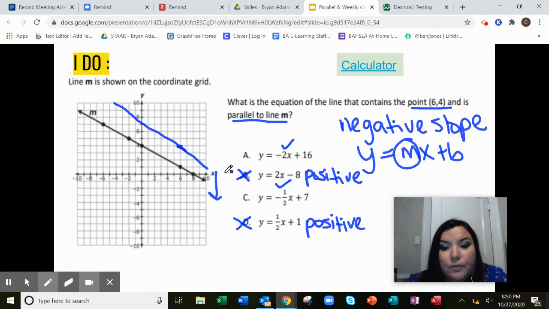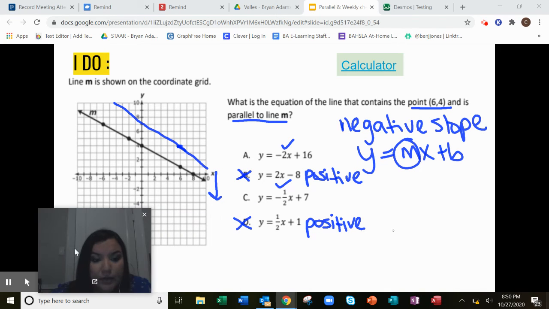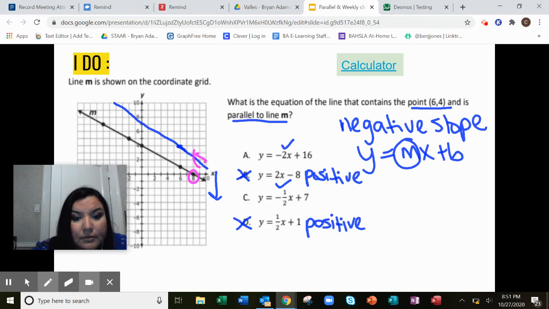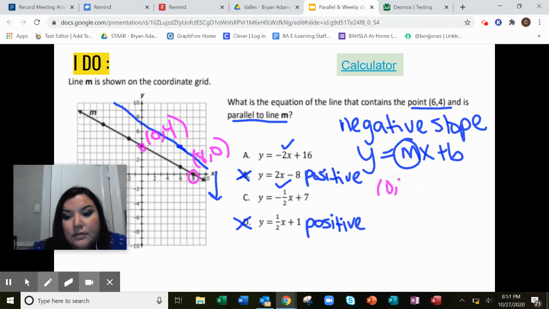All right, so now we're just going to work with A and C, but we've got to figure out what slope our particular line has. So let's go ahead and figure that out. I'm going to change the color here. I need to identify 2 points. I'm going to use my x-intercept, that's (8, 0), and my y-intercept, that's (0, 4). I'm going to write it here on the side: (0, 4), (8, 0). And then we'll label them x1, y1, x2, y2.